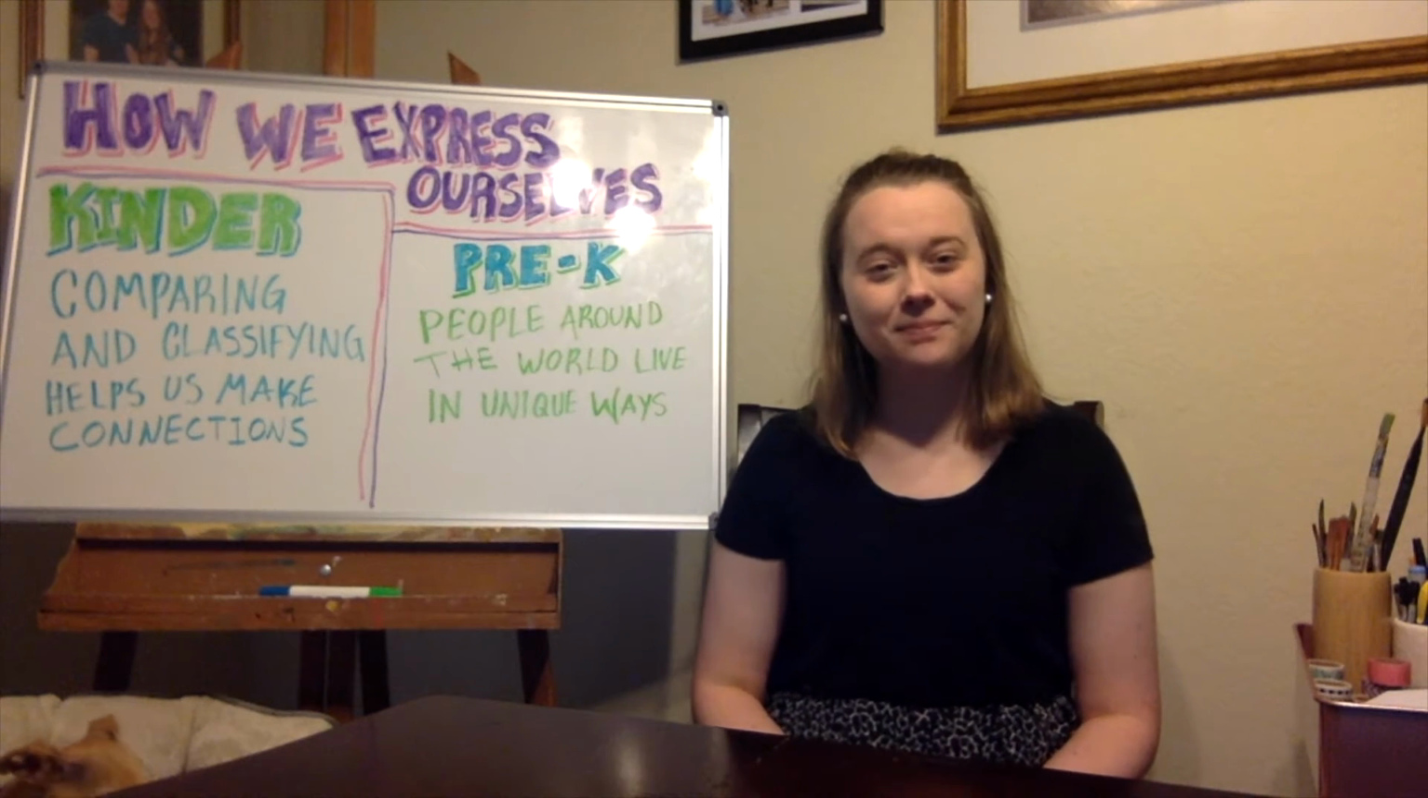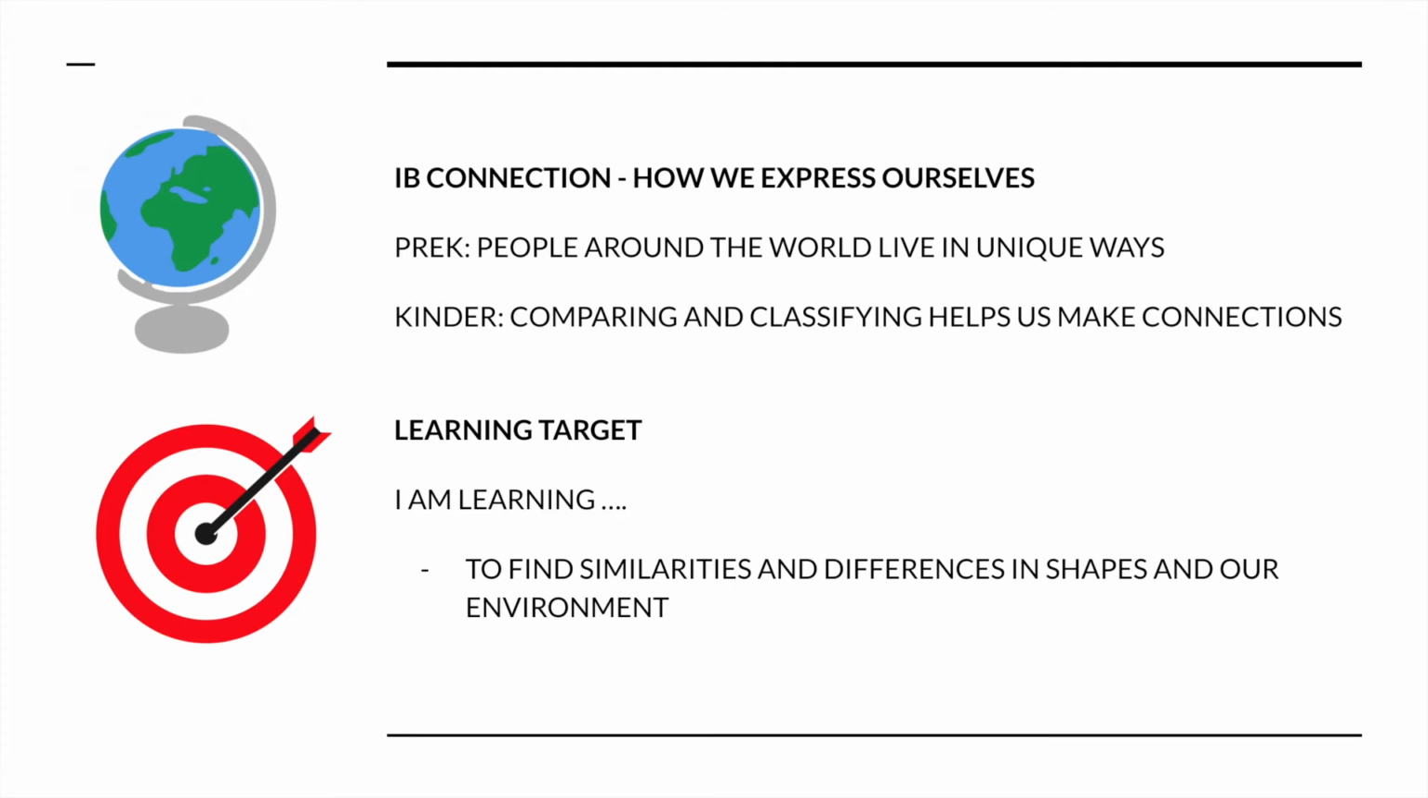learning about these things we're already talking about in your classes. For this lesson, we are continuing with the same IB connection. For pre-K, you are learning about how we express ourselves and that people around the world live in unique ways. Kindergarten, you are also talking about how we express ourselves, but you are learning about how comparing and classifying helps us make connections. We are sharing the same learning target today. Today we are learning how to find similarities and differences in shapes and in our environment.